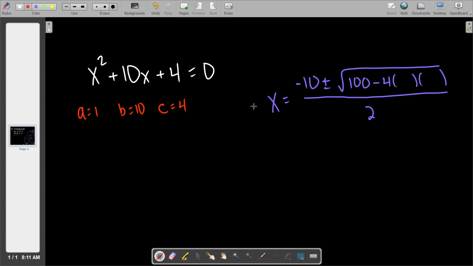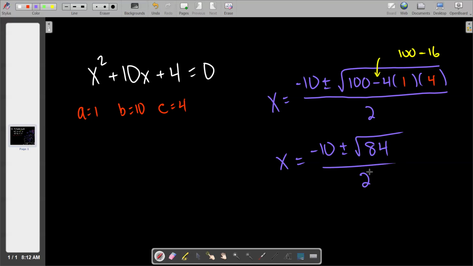What's going to go in place of A? C. Is this a keeper or a switcher? This is a keeper, right? This minus is going to stay like it is because it has no reason to change. What is 4 times 4? 4 times 1 times 4, 16. So inside the discriminant, we actually have 100 minus 16, which is 84. Nice job. So we have negative 10 plus or minus the square root of 84.